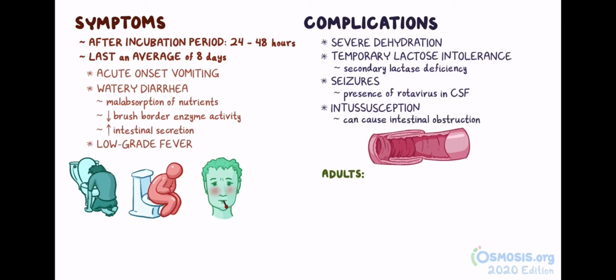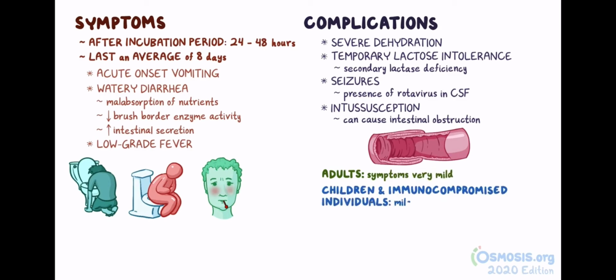In adults, rotavirus symptoms tend to be very mild, but in children and immunocompromised individuals, they range from mild to severe to fatal. Individuals who are infected with rotavirus can potentially shed the virus in their stool for up to 10 days afterward.